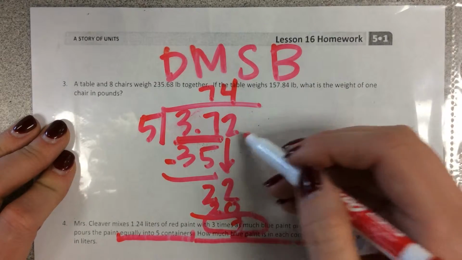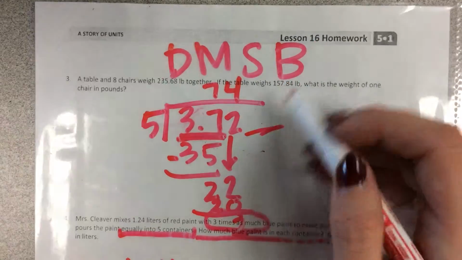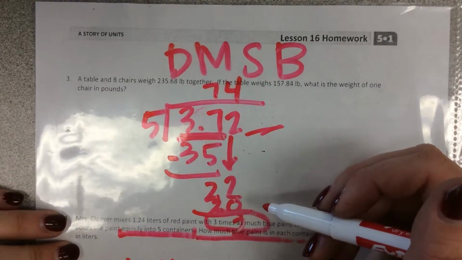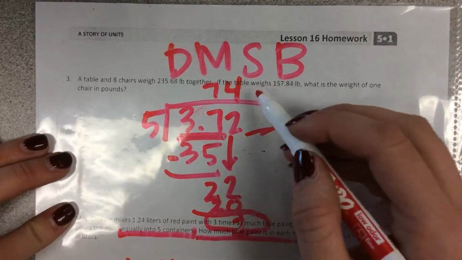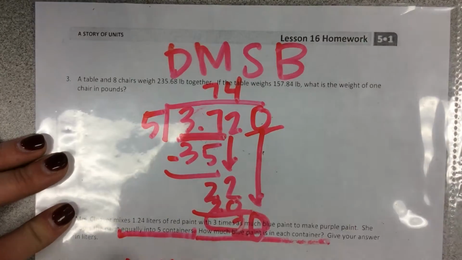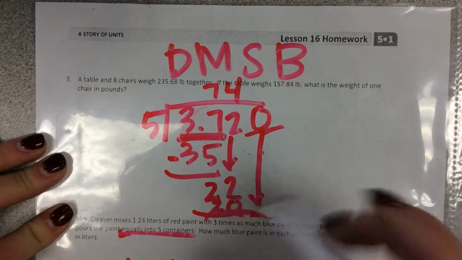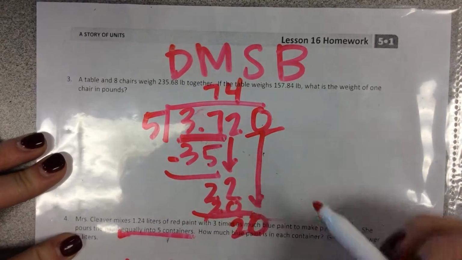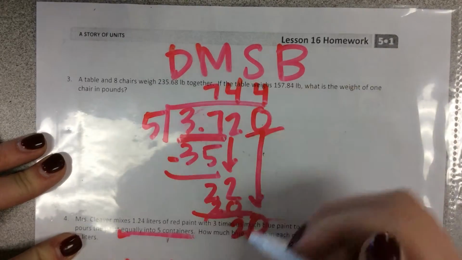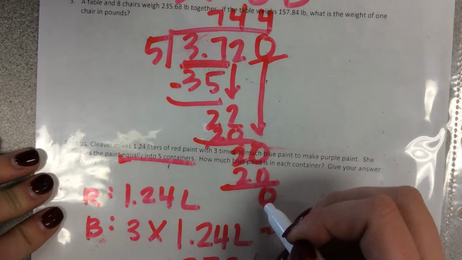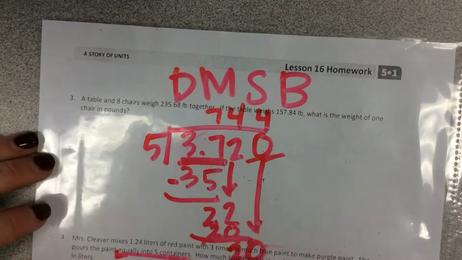Do we have anything to bring down? Nope. But we still have this 2 left over. And since it's a decimal, we're not leaving a remainder. We can keep going on forever. So put on a 0 here and bring it down. Sorry, this is getting hard to read. This is a 20. Okay, 5 goes into 20 how many times? We know 4 times 5 is 20. Subtract, 20 minus 20 is 0. Now we can stop because we have a 0 here.